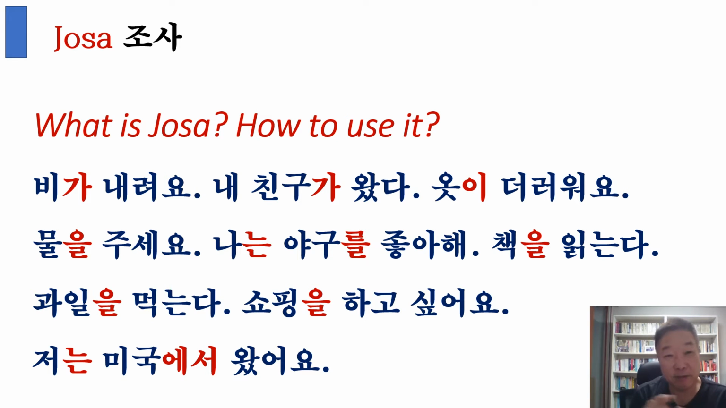You see the red letters, the red letters are 조사. 비가 내려요. And 내 친구가 왔다. And 옷이 더러워요. 이 is 조사. And 물을 주세요. 나는 야구를 좋아해. 책을 읽는다. 과일을 먹는다. 쇼핑을 하고 싶어요. 저는 미국에서 왔어요. The 이, 는, 에서 etc. These are 조사.